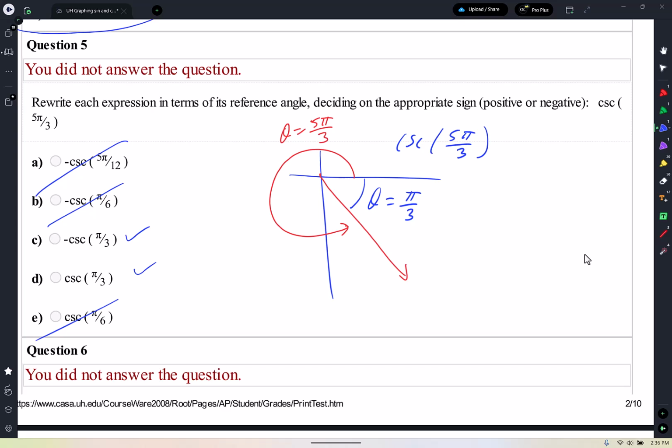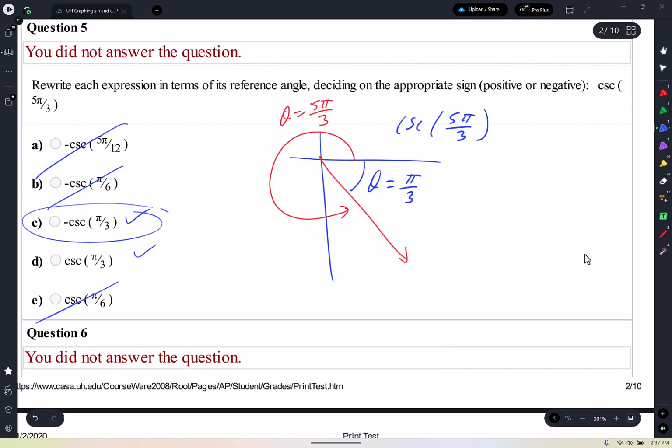So, out, maybe, out. It's between C and D. Cosecant is the reciprocal of sine. Is sine positive or negative in quadrant 4? Negative. So you have to choose the one that says negative. Because cosecant of pi over 3 is positive, so it needs a negative in the front. Does that make sense, guys? Okay. Yes.